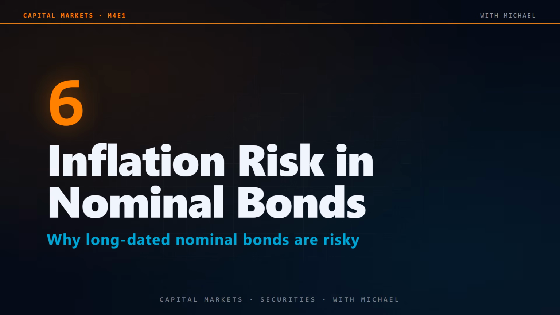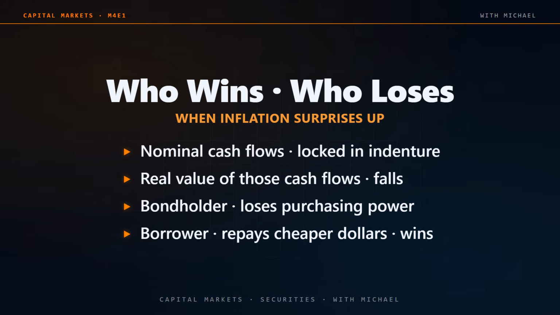Section 6. The inflation risk in nominal bonds. Now we can see why conventional fixed coupon nominal bonds are risky for long-term investors. The coupon and face value are fixed in nominal dollars. If inflation turns out to be higher than expected when the bond was issued, the real value of the coupons and the principal repayment shrinks. The bondholder receives the promised nominal cash flow, but it buys less than they thought it would.